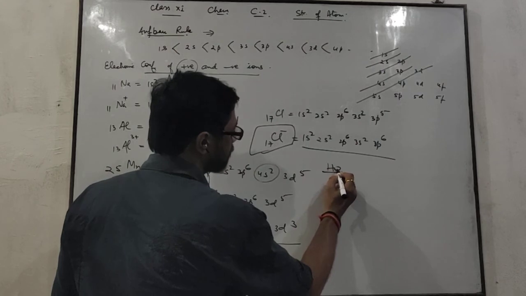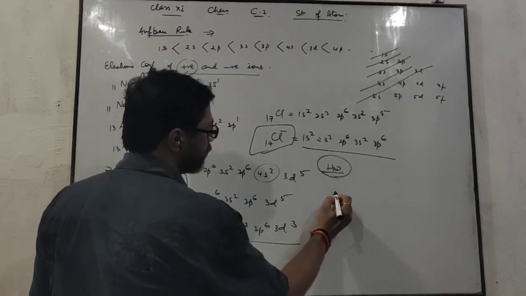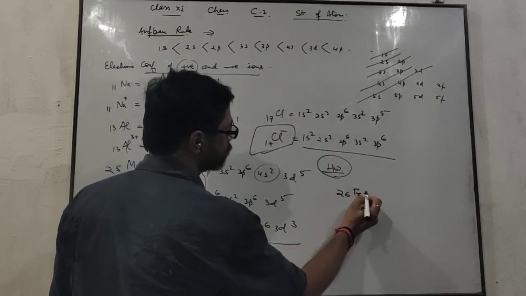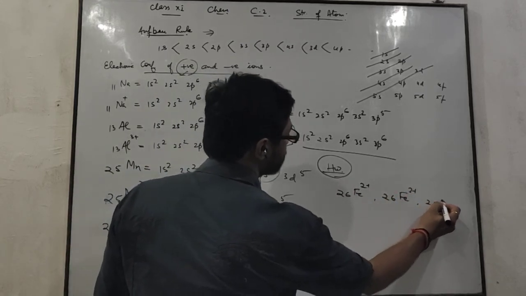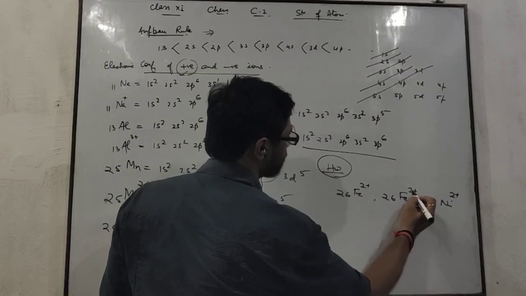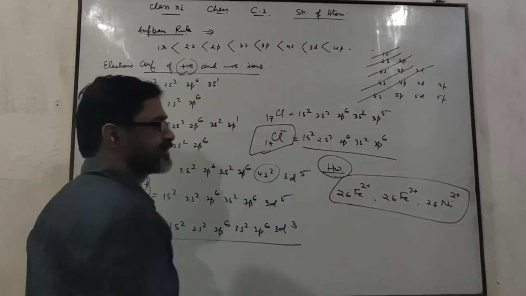Try to do this homework yourself: 26Fe2+, 26Fe3+, 28Ni2+. Try to write the electronic configuration of these ions.